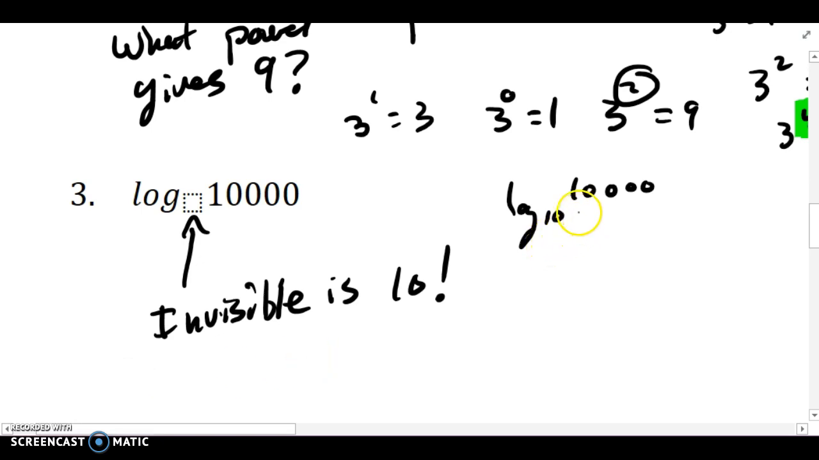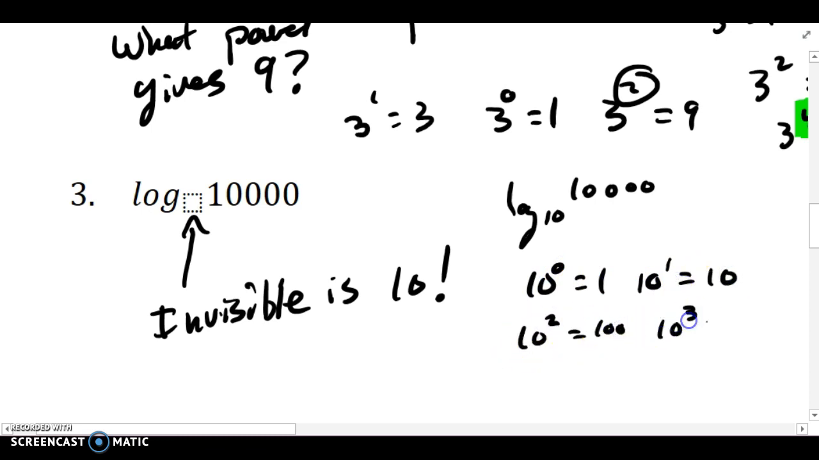Okay. So here we have this. 10 to the 0 is 1. 10 to the first power is 10. 10 squared is 100. 10 to the third power is 1,000. So 10 to the fourth power is 10,000.